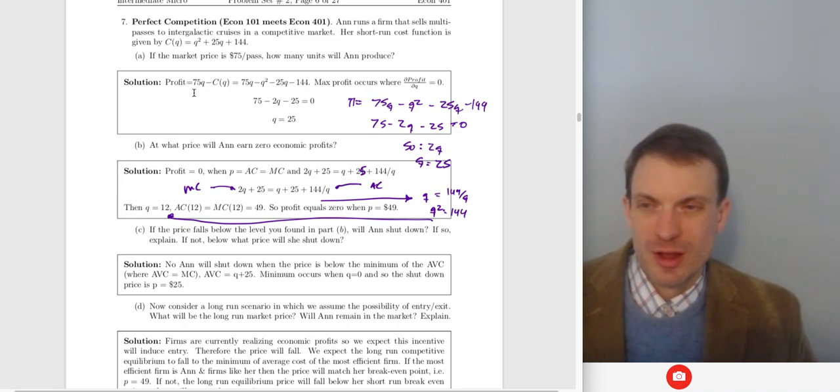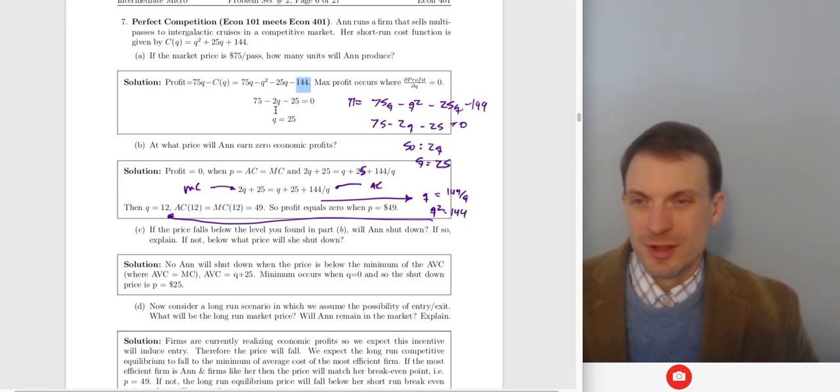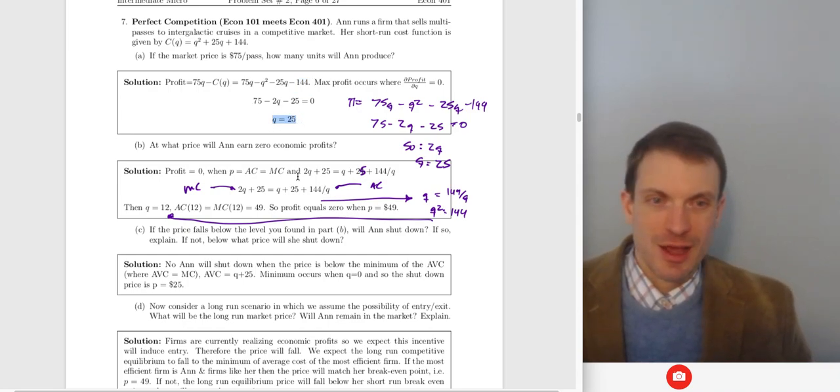All right. Well, to maximize profit, we want to find where d pi dq is equal to 0. So I can write out profits. This is revenue, market price times output. This is representing the costs. Take the derivative. So it's going to be 75 minus 2Q minus 25 is equal to 0. This 144 is a constant with respect to differentiating here. So solving, our profit maximizing candidate output is 25.